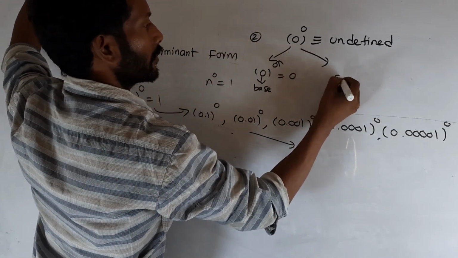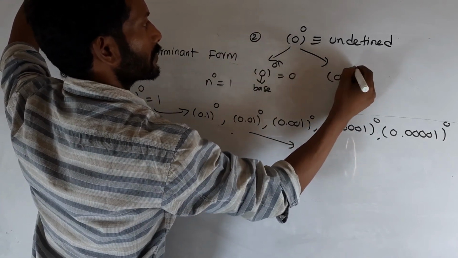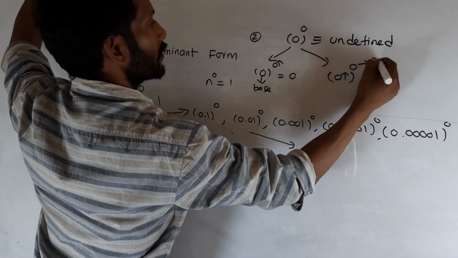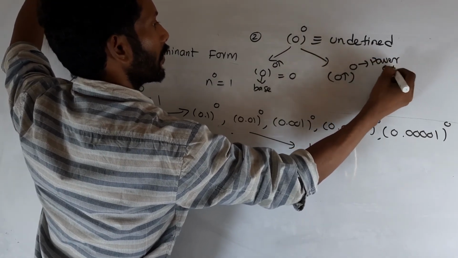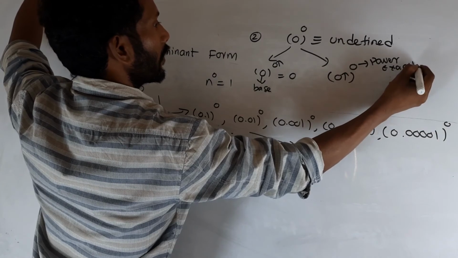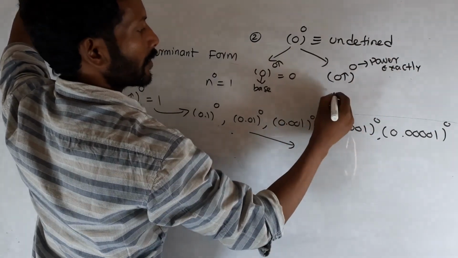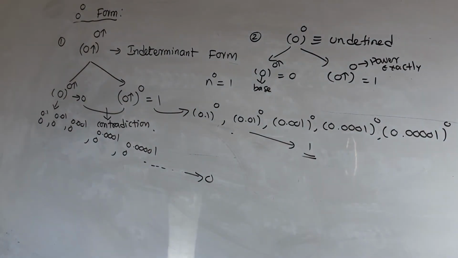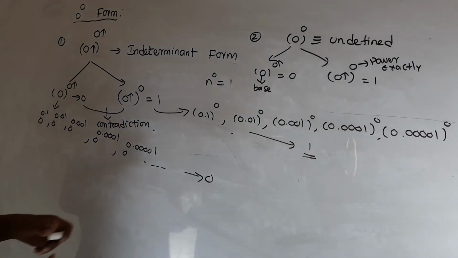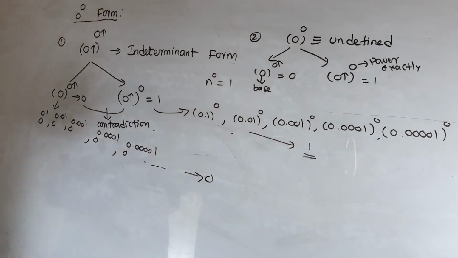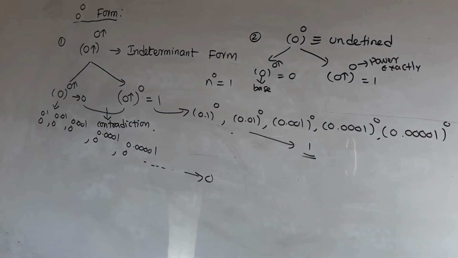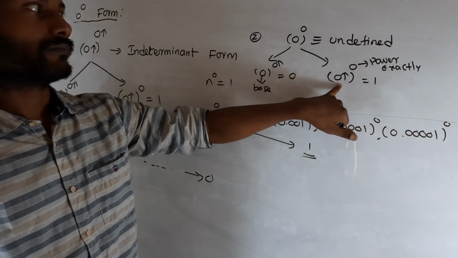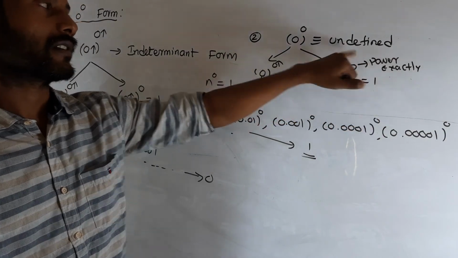Now base approaching 0, power exactly 0. Now it is 1. Any number power 0 is 1. It is a contradiction. 0 power 0 is undefined. Base exactly 0, power approaches 0: 0 power anything is 0. Base approaching 0, power exactly 0: this one is 1. It is a contradiction.